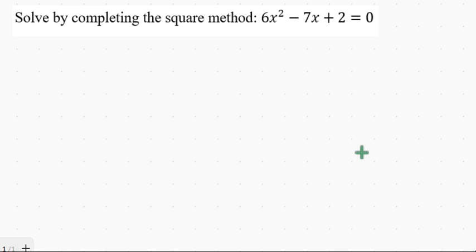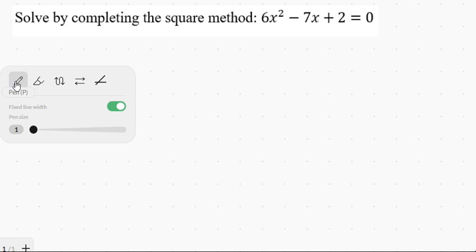So in this video, I'm going to be solving this question that has to do with quadratic equations by the completing the square method. So please follow along as I solve this question. So here is the question again.